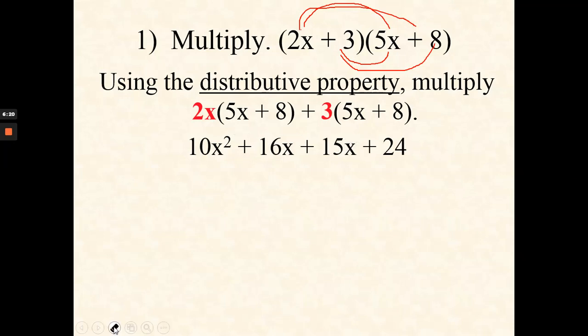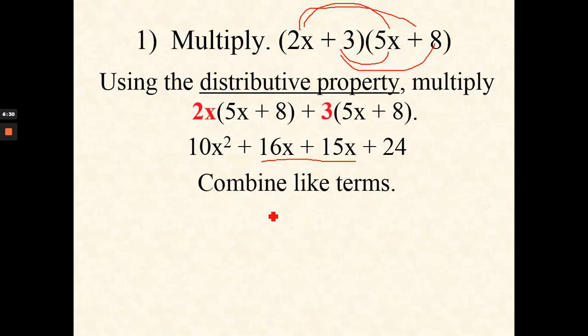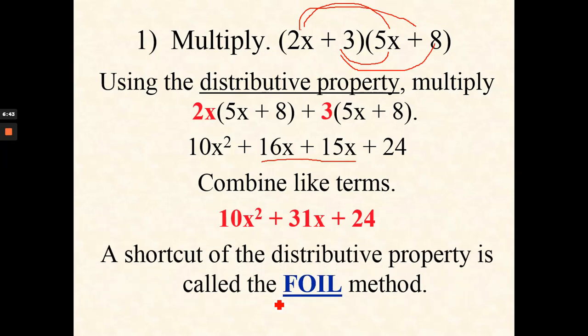We are now going to combine similar terms. Do we have similar terms? Yes, we have 16x and 15x. So you now have 10x squared, 16 plus 15 is 31x, then you have 24. This is now the product of the two binomials.